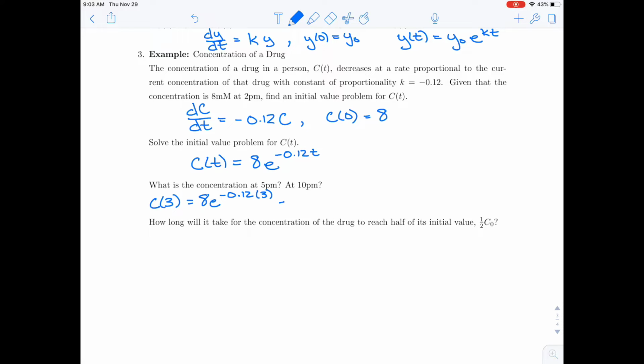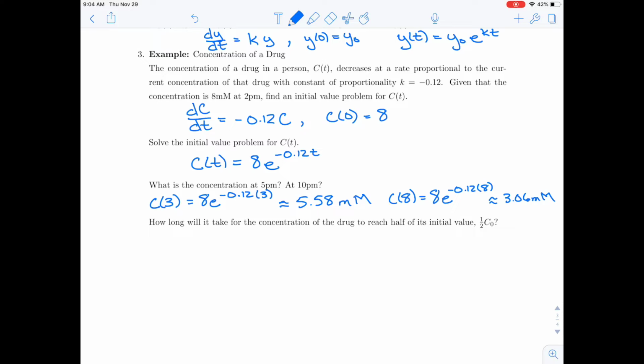And that is approximately 5.58 millimoles. Then we can find the concentration at 10 p.m., which is 8 hours after 2 p.m. So C(8) would be 8 e to the negative 0.12 times 8, and that would be approximately 3.06 millimoles.